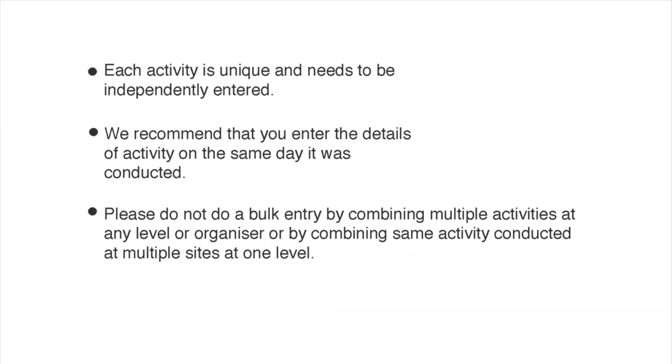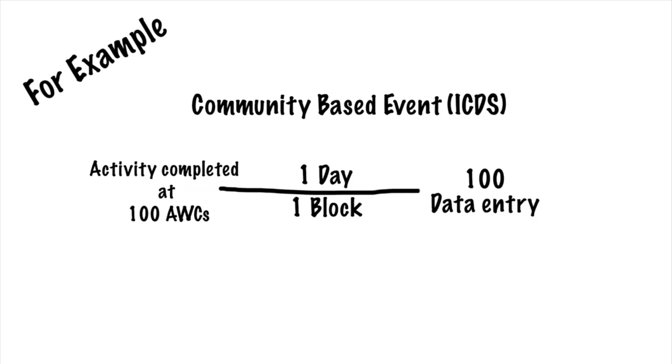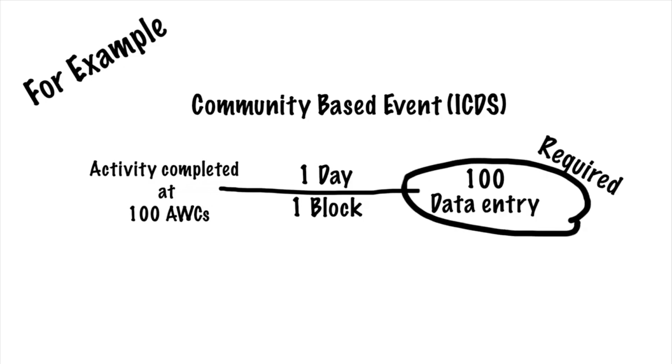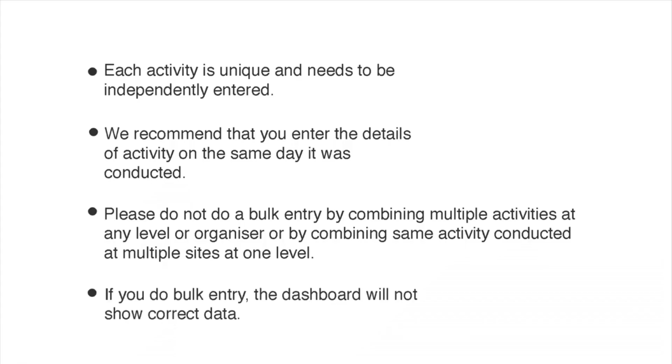For example, if a community-based event, that is ICDS, activity has been completed at 100 AWCs in a day in a block, 100 data entries are required and not one entry with a cumulative participation in the 100 CBE. If you do bulk entry, the dashboard will not show correct data.